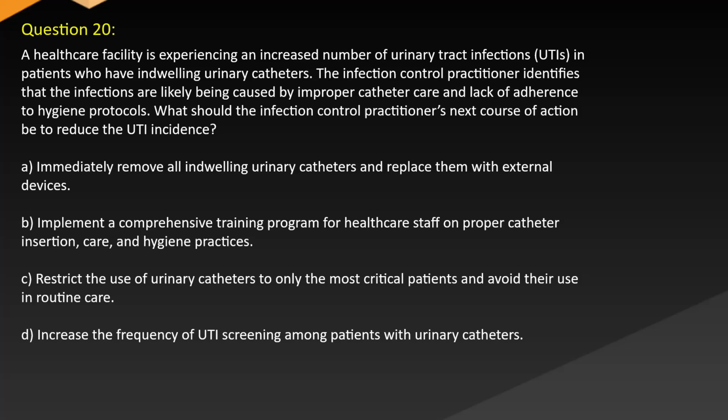A. Immediately remove all indwelling urinary catheters and replace them with external devices. B. Implement a comprehensive training program for healthcare staff on proper catheter insertion, care, and hygiene practices. C. Restrict the use of urinary catheters to only the most critical patients and avoid their use in routine care. D. Increase the frequency of UTI screening among patients with urinary catheters.